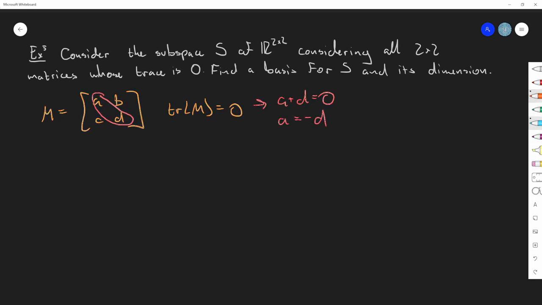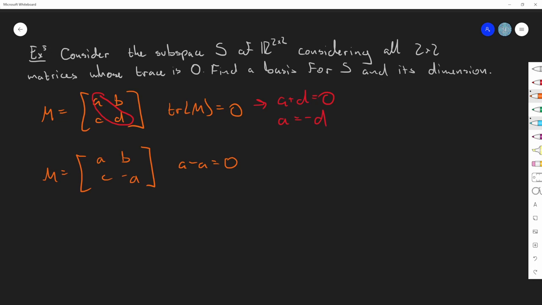And so now we're going to substitute that back in. So the matrix will be A, B, C, negative A. And we know this is in the set S, because A minus A is 0. And we're pretty much done. We just have to find the bases and the dimension.